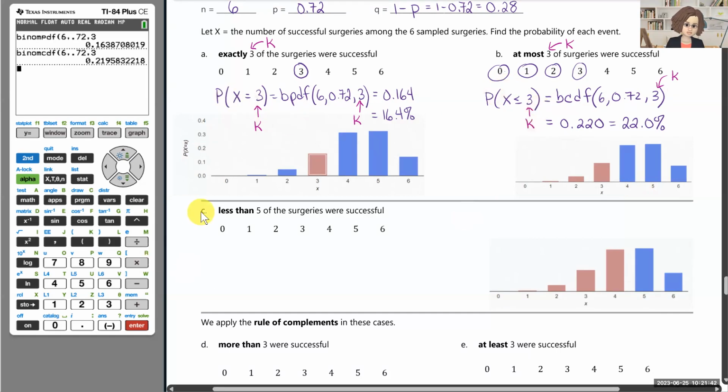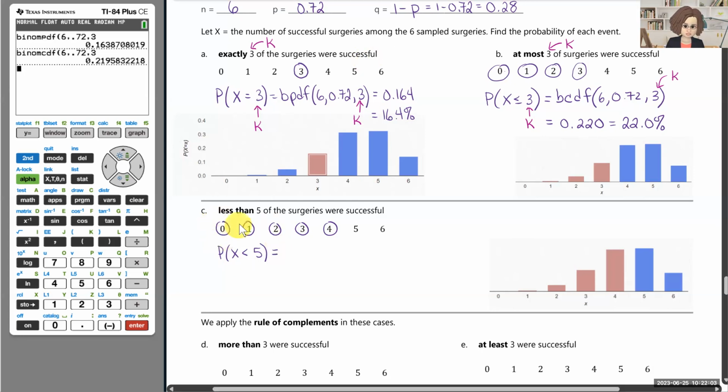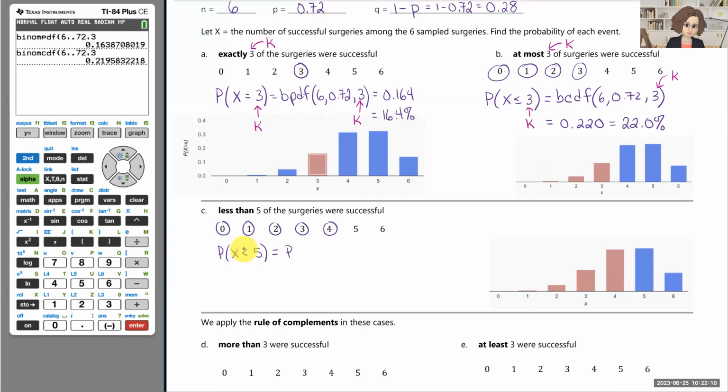So now let's take a look at C. How about the probability that less than 5 surgeries were successful? So the probability that X is less than 5. So less than 5 would be 4 or 3 of them, or 2 or 1 or none. Okay. So I know I'd like to add probabilities together ending at 4. So less than 5 is equivalent to saying X is less than or equal to 4.